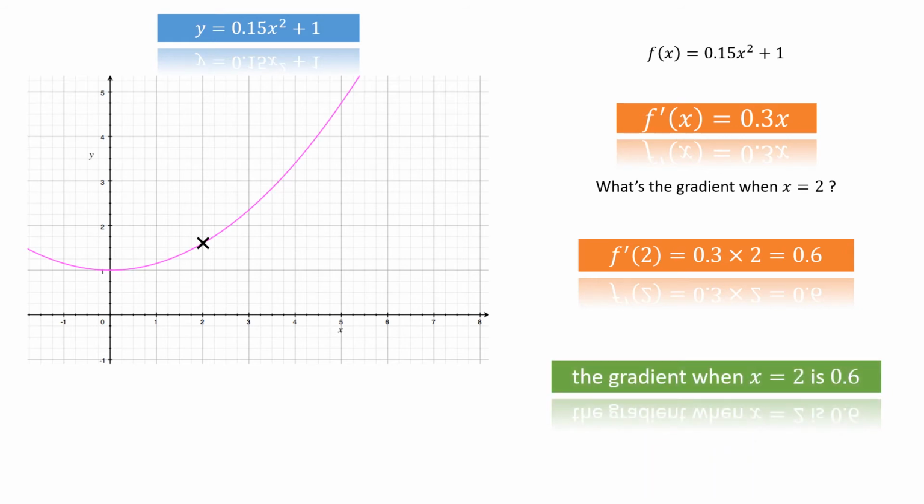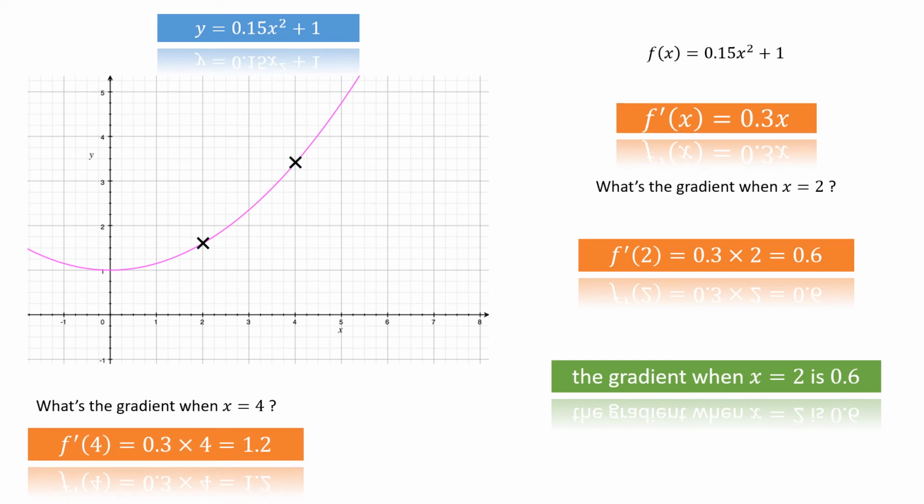And what's very useful with the derivative, or the derivative function, is the fact that we can do this at any point along the curve. Say, for instance, we're asked to find the gradient when x equals 4. That would be this point here. Well, again, the method would be the same. We would use the derivative function again and just replace x by 4. That's f dash of 4. And that would equal 0.3 times 4, which is equal to 1.2. So the gradient of the curve at that point would be 1.2.